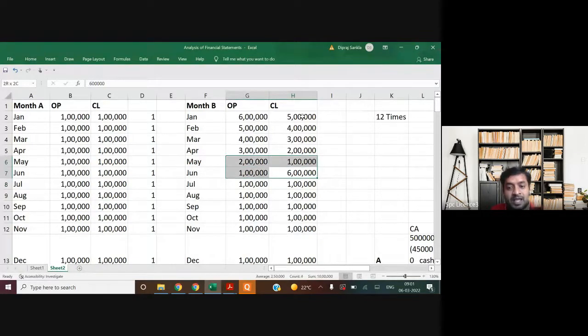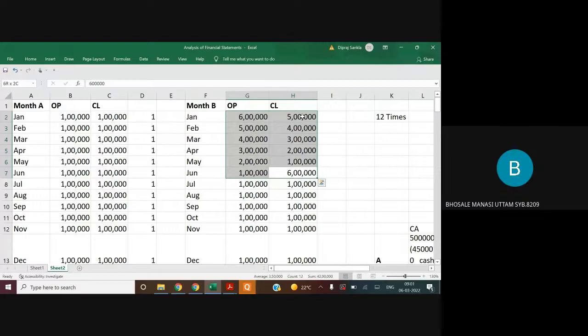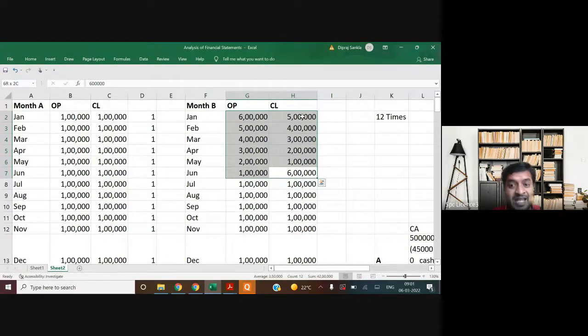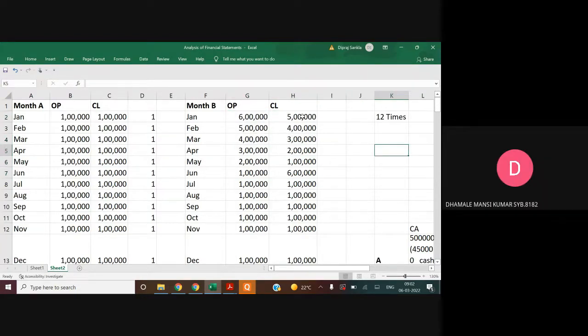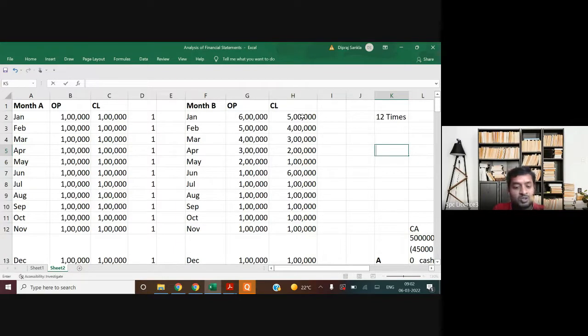Now you tell me how many times stock has been replaced of this big company during its first 6 months. Only one time, beta. Stock of 6 lakh was received as on the 1st January, and the same stock this company sold up to 13 June. So how many times stock has been turned over? One time. Okay, it is only one time, right?